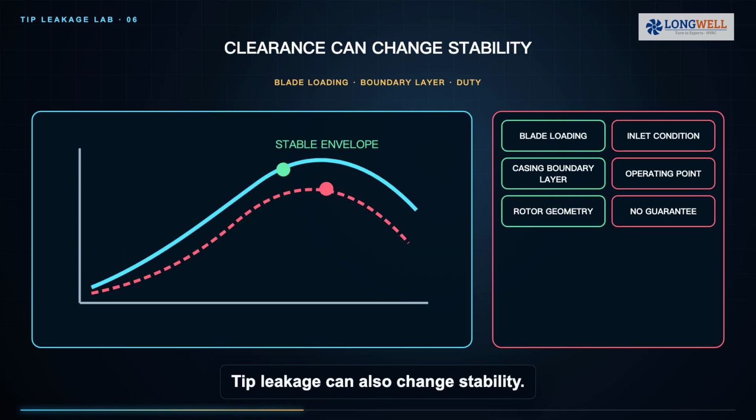Tip leakage can also change stability. Under some blade loading and inlet conditions, the leakage structure interacts with casing boundary layers and neighboring passages, influencing the onset or development of rotating disturbances. That can affect stall margin, but direction and magnitude are design-specific. Clearance should never be presented as a guaranteed stall cure.